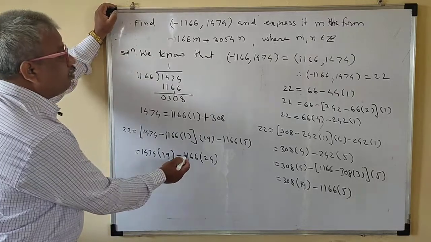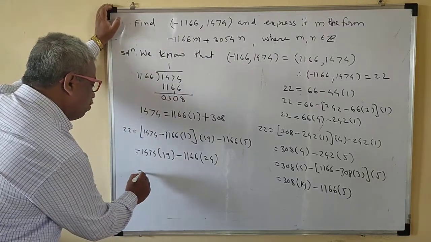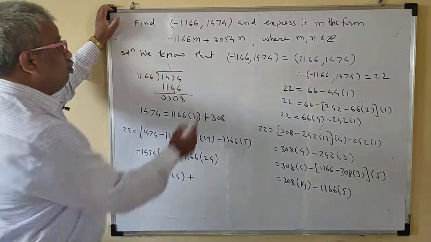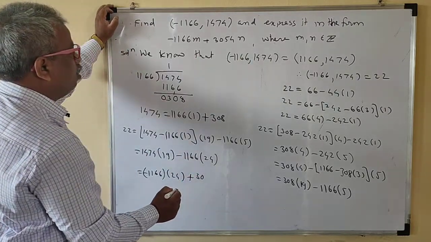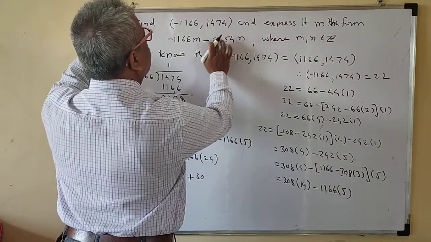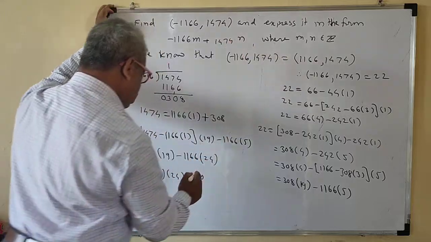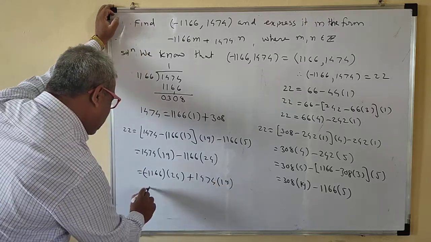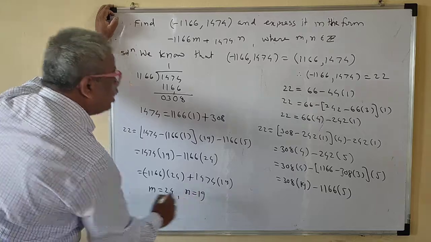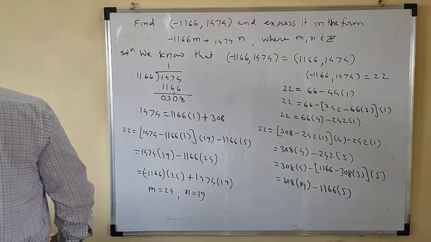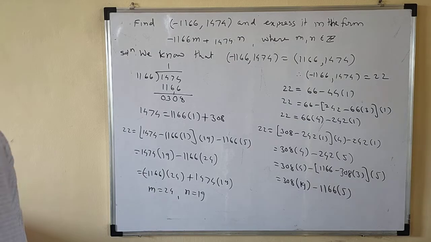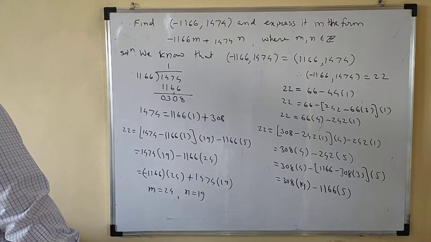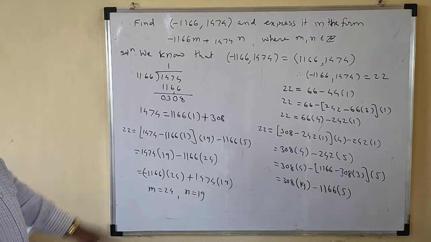Now here you want minus 1166. How can you write this? It is minus 1166 into 24 plus 1474 into 19. Okay, so your M is 24 and your N is 19.